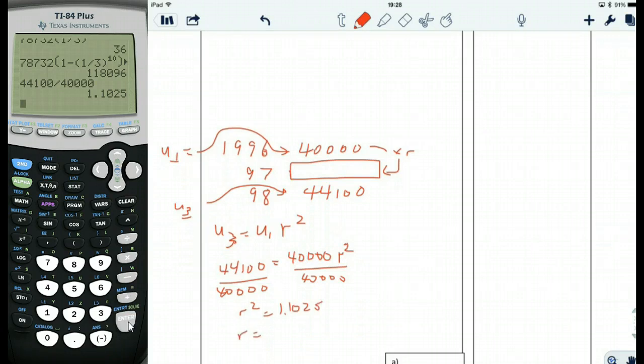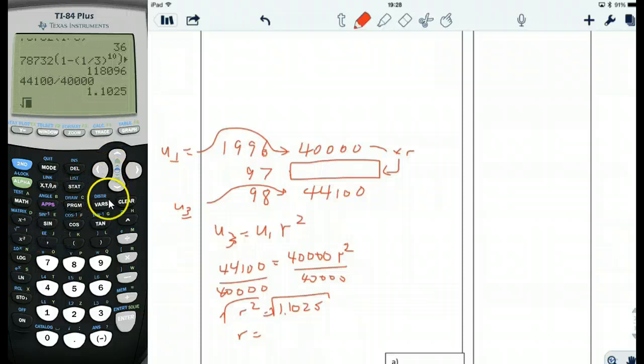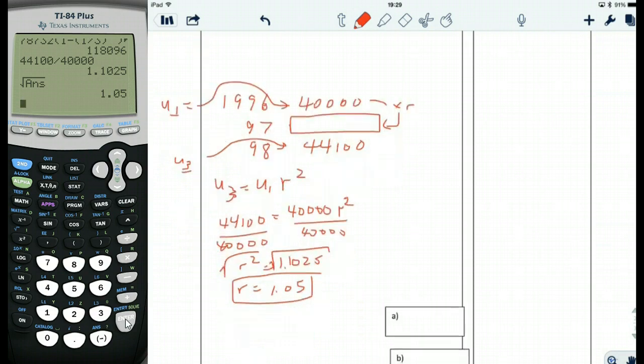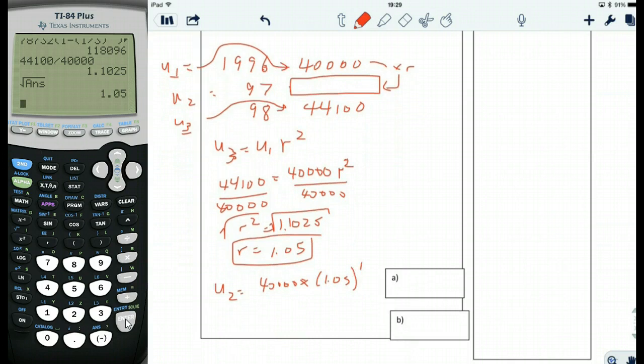Then we take the square root of both sides. And the answer is 1.05. So r is 1.05. Now that we know r is 1.05, it's very easy to find the 1997 value. Because the 1997 value, let's say it's U2, is just equal to U1, which is 40,000, times r one time, right? Why one time? Because it's 2 minus 1, n minus 1.